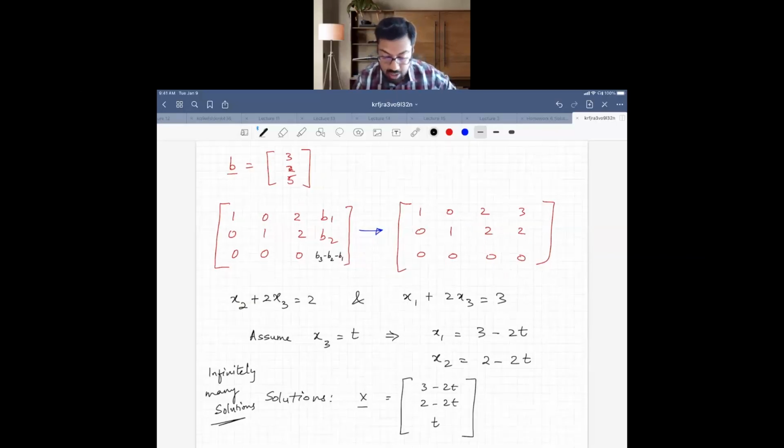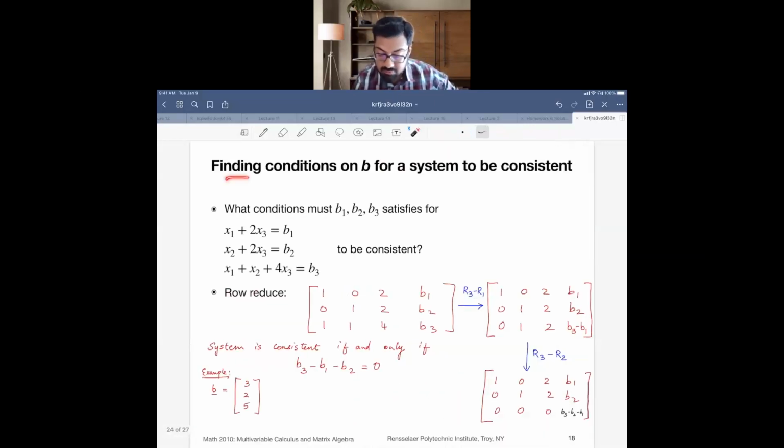So the condition, however, to answer the main question, what is the condition on B such that the system is consistent? Well, if you consider this set of linear equations, then the condition is this: B3 minus B1 minus B2 should equal 0.